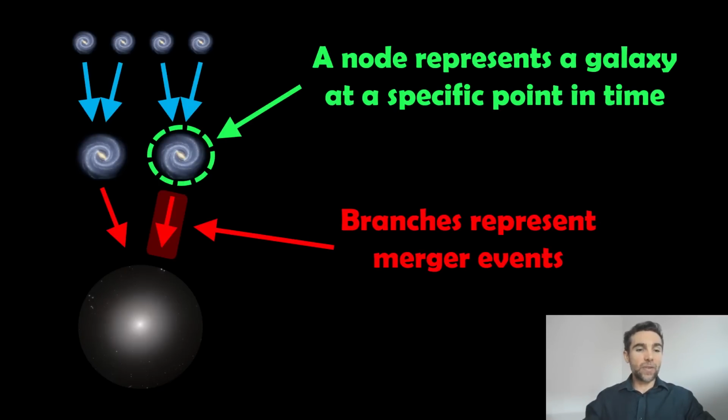So an individual node on this galaxy merger tree represents a galaxy at a specific point in time, and then the branches represent the merger events. So the branches are where the galaxies are actually merging together, and then the next node would be the new galaxy at a specific point in time.